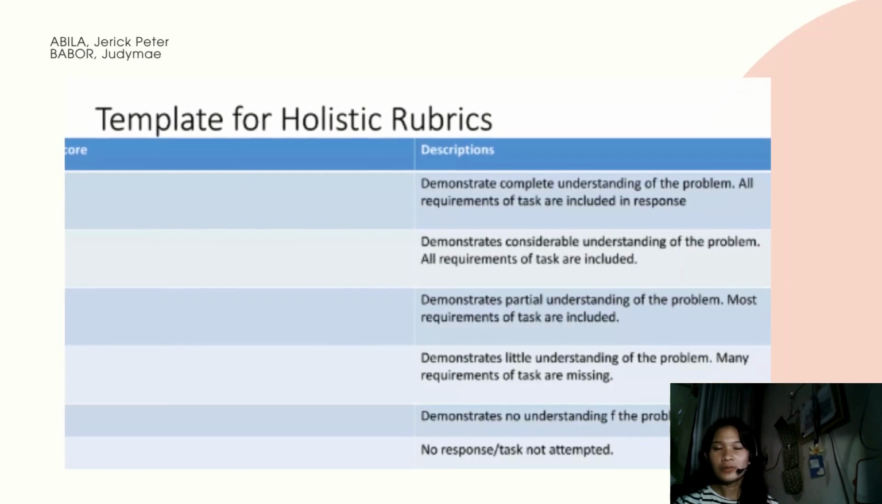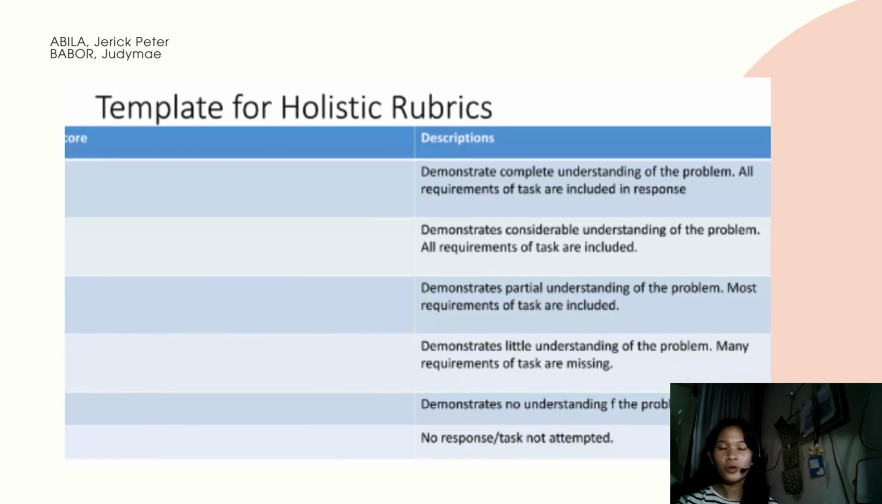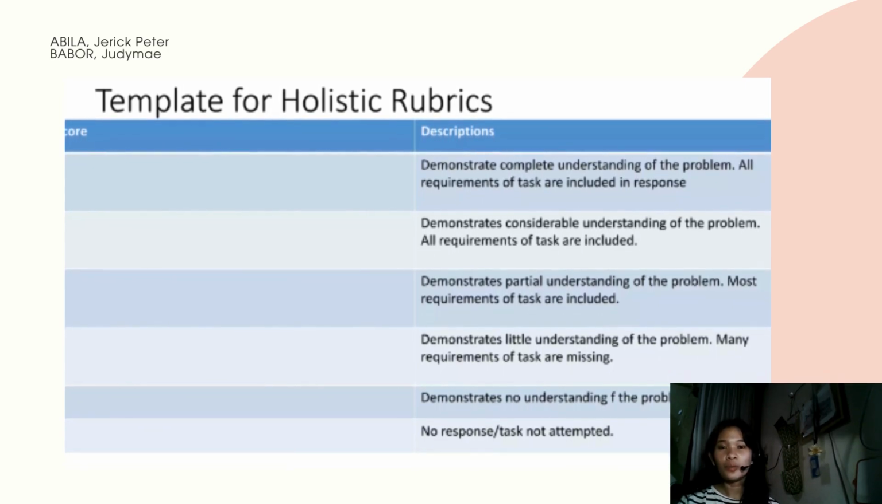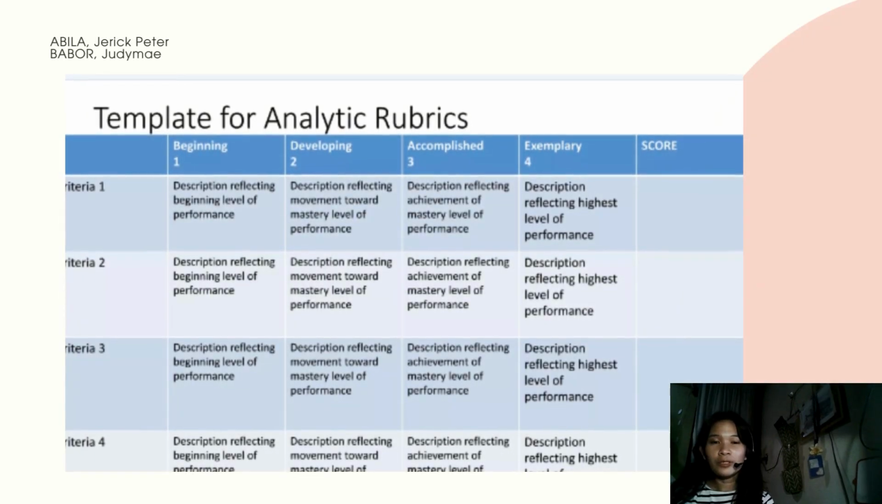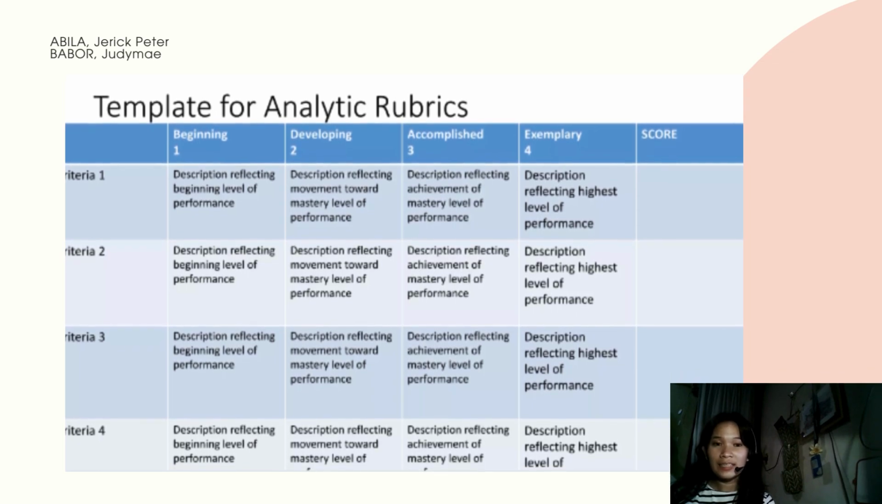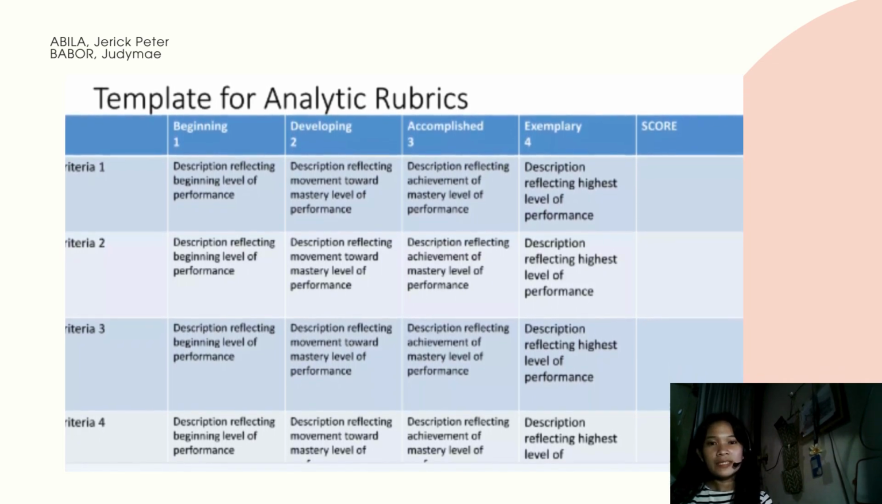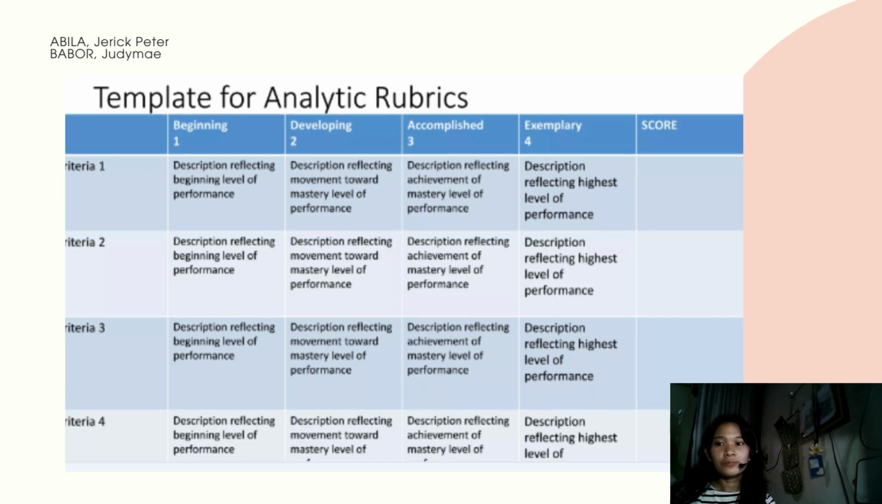Now, let's look at the sample template for holistic rubrics. When we say holistic rubric, it is to score an overall product or process. Another sample template for analytic rubrics. When we say analytic rubrics, it provides information regarding performance in each component part of a task.